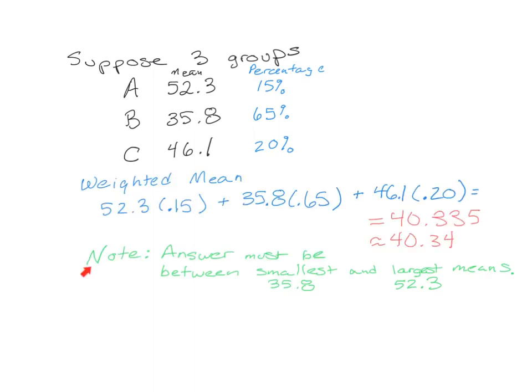And just a final note on this, a little reality check here. The answer must be between the smallest value, which was 35.8, and the largest value, which was 52.3. So for example, when I just entered this in my calculator, I entered something wrong and I got an answer of 70 something. So I knew I had made a mistake and I had to go back and look at it because 70 was larger than the largest value. So this is just a little reality check to see if you're in the right range.